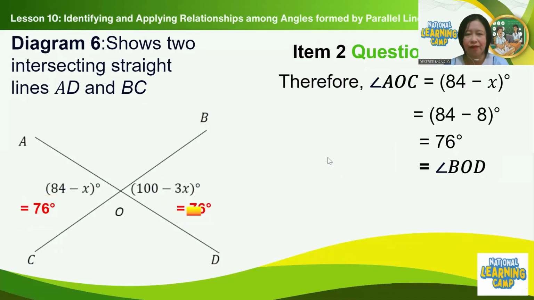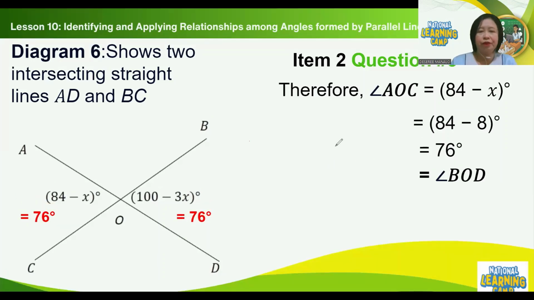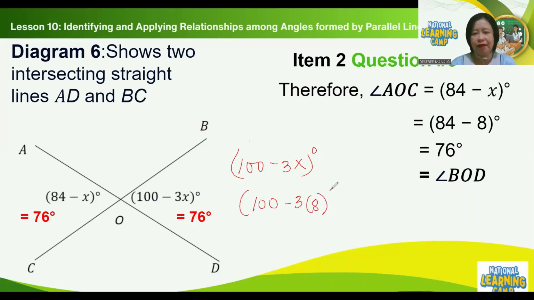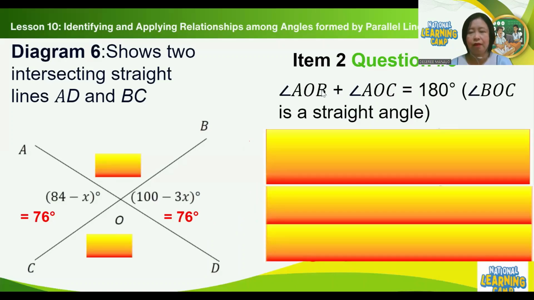Let's prove that angle BOD is also 76 degrees. So let us have 100 minus 3x degrees. So 100 minus 3 times 8, where 8 is the value of x. So therefore we have 100 minus 24, which is equal to 76 degrees. So we have the same answer.